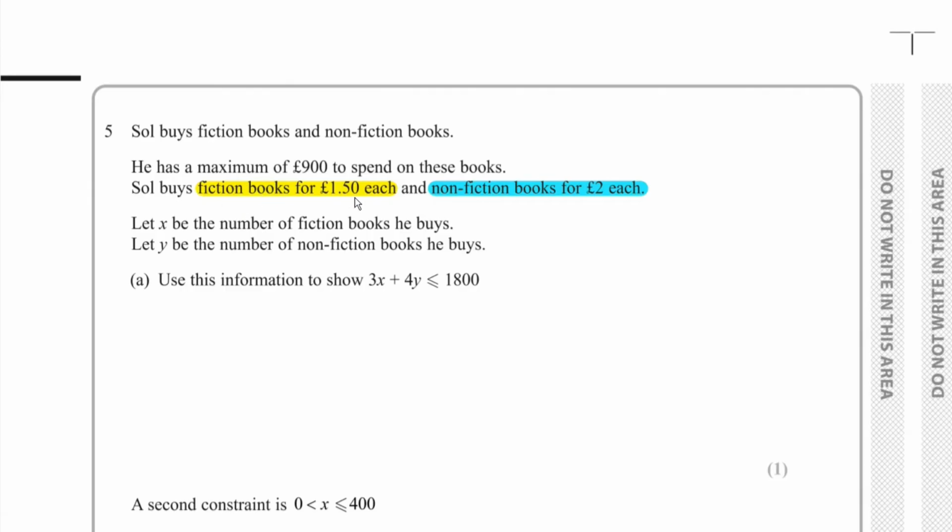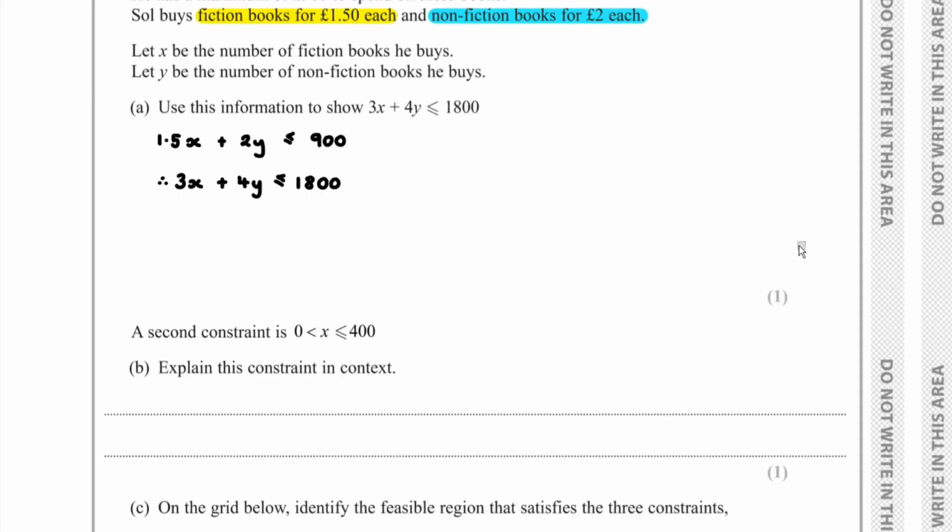If fiction is £1.50 each and non-fiction is £2 each, and we have a maximum of £900 to spend, that means we have 1.5x plus 2y is less than or equal to 900. And if I multiply both sides by 2, we end up with 3x plus 4y is less than or equal to 1800. A second constraint is x is greater than 0 but less than or equal to 400. Part B. Explain this constraint in context. The number of fiction books is greater than 0 and less than or equal to 400.